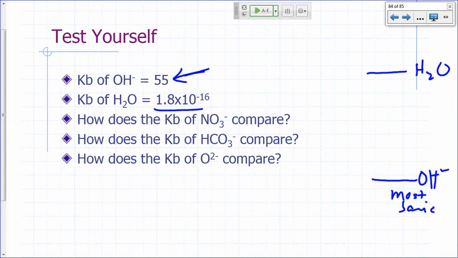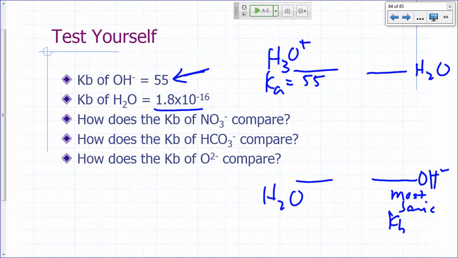I mean, not H2O. The most acidic is H3O plus, right? And Ka of H3O plus is 55. Conjugate base of H3O plus is H2O. Conjugate of hydroxide is water. Okay, Kb is 55. How does the Kb of nitrate compare to hydroxide and water? Nitrate, where will I find this? Am I going to find it here, here, or here?